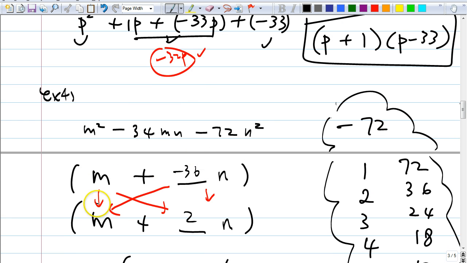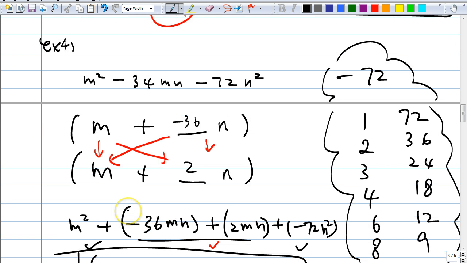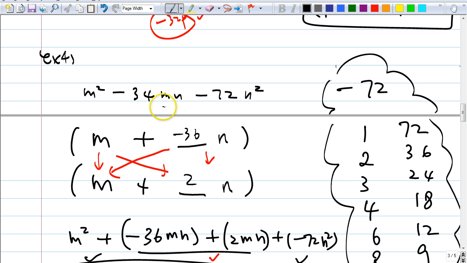The answer is yes. Look, check. What's m times m? That's m squared, right? That's what we wanted. Well, let's check the last one. Of course, negative 36n times 2n, wouldn't that give you negative 72n squared? Right? We just said it, right? And then, of course, the hard part is to figure out the middle one, right? So m times 2n, what do you get, guys? Positive 2mn. What about negative 36n times m? Negative 36mn. Doesn't that give you negative 34mn? Right? So that checks.